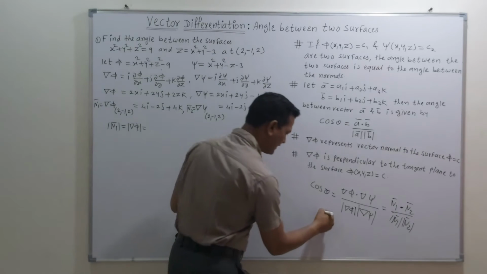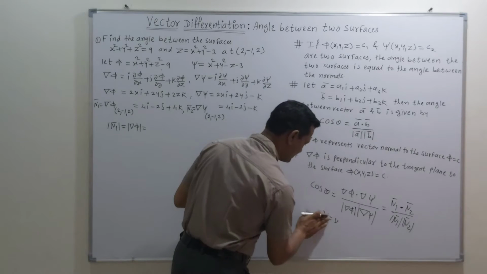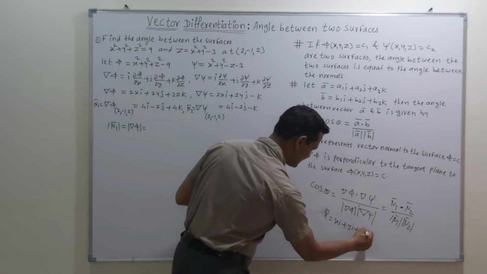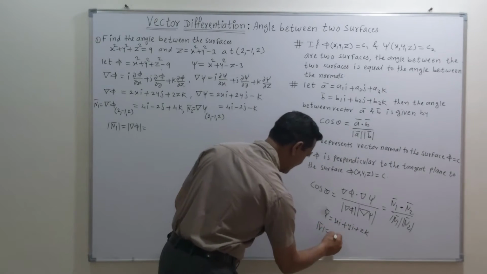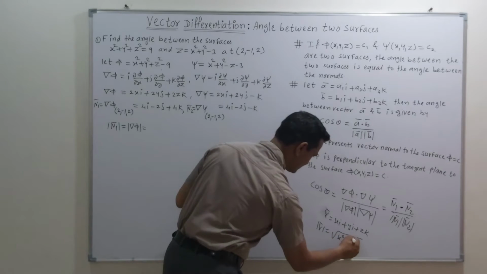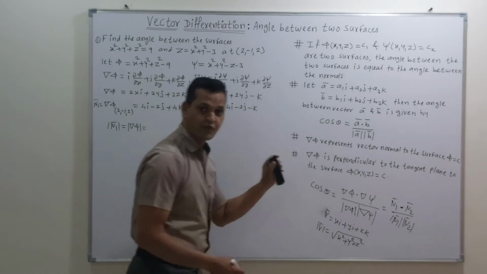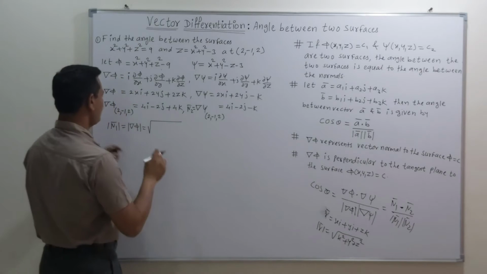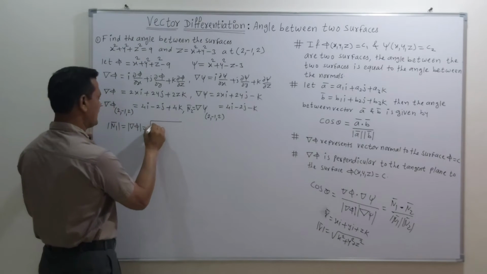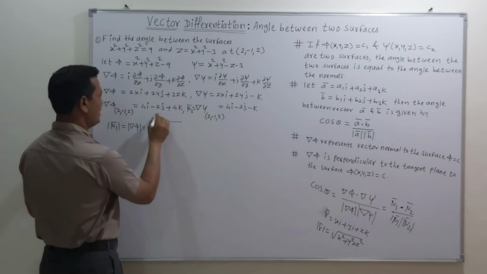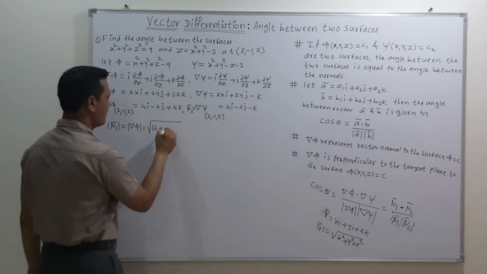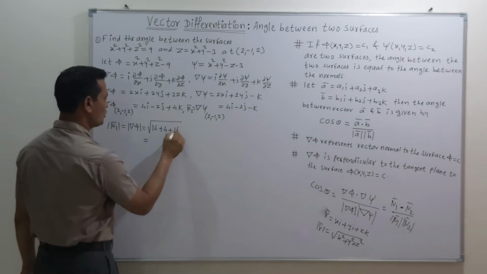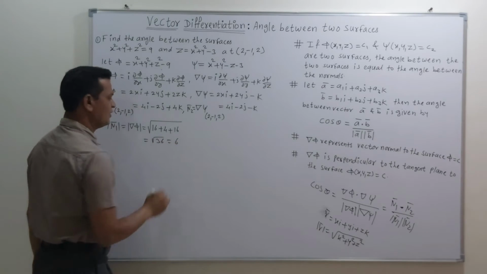We know that if a vector r bar is represented as r bar equal to xi plus yj plus zk, then its magnitude is defined as the root of x square plus y square plus z square. Now if we apply this concept here, we get root of 4 square, which is 16, plus minus 2 square is 4, plus 4 square, that means again 16. So this is root of 36, so we get the value of this term as 6.